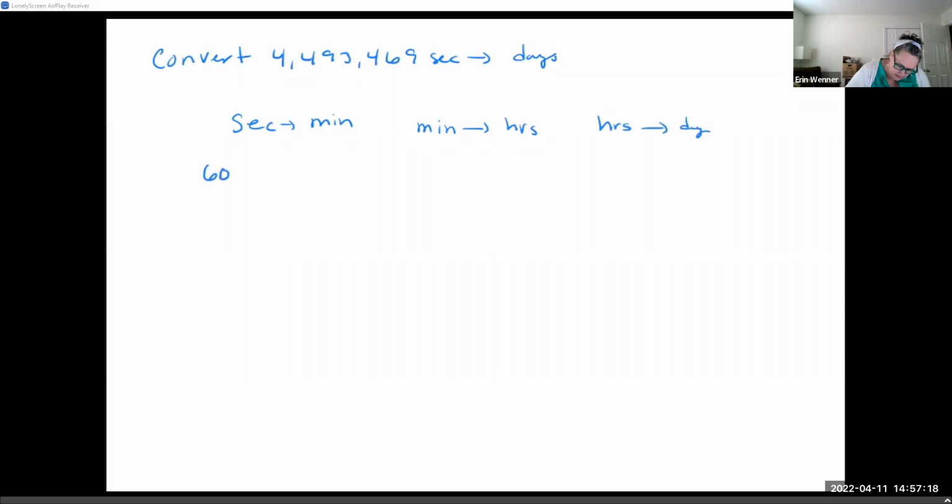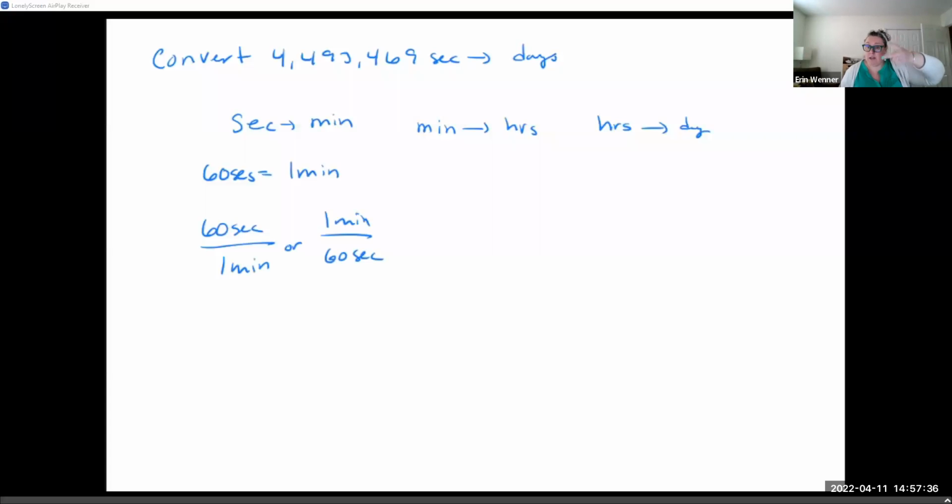So 60 seconds equals 1 minute. So now the question is, do we write that as 60 seconds over 1 minute or 1 minute over 60 seconds, right? Because they're the same conversion factor. It's just how do you write it, up or down? So if I'm starting with my unit of measure that I'm trying to convert, so we always do that first, and we write it over 1.